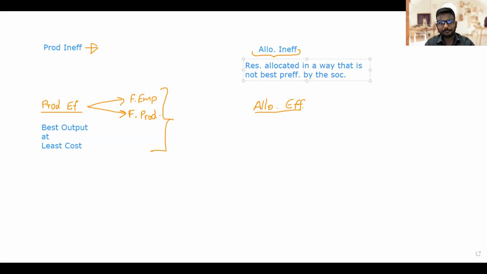So you say that resources allocated in a way that is not best preferred by the society is called allocative inefficiency. If resources are allocated in such a way, what's going to happen? If more resources are allocated than what the society wants, resources are wasted. If fewer resources are allocated than what the society wants, again, resources are wasted. So that's how allocative inefficiency explains or leads to wastefulness or wastages in resource utilization. So did you get my answer?